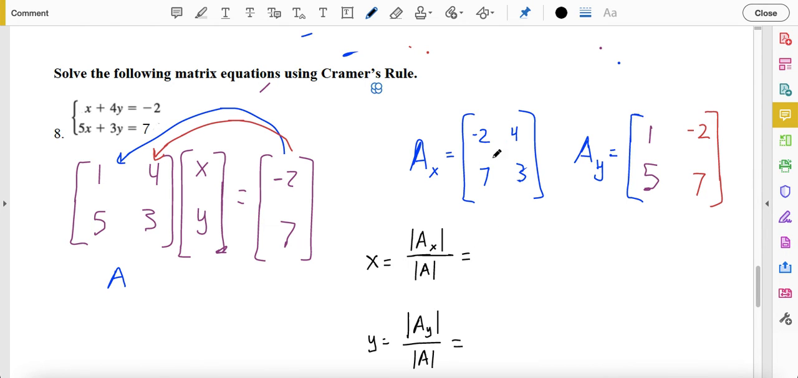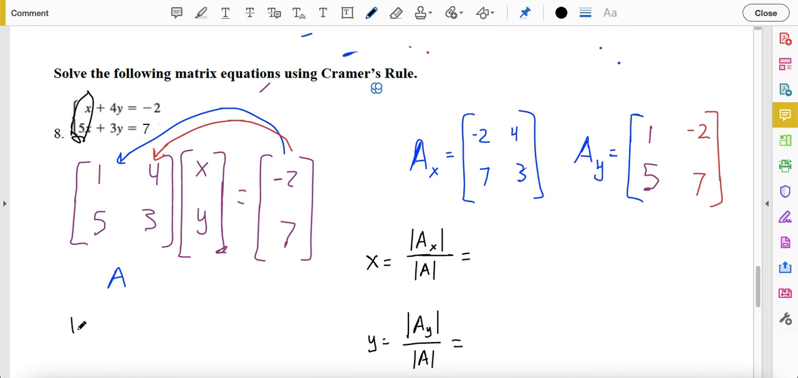So we need the determinant of each one of these to be able to do this. Okay? And remember, AX came from replacing the x column with our constants. So that's how we created AX. And AY is the same thing. We replaced our y column with the constants. All right, so we need the determinant of AX, A, and AY. So let's just set those up.